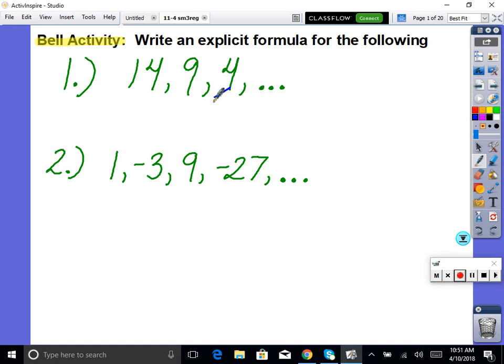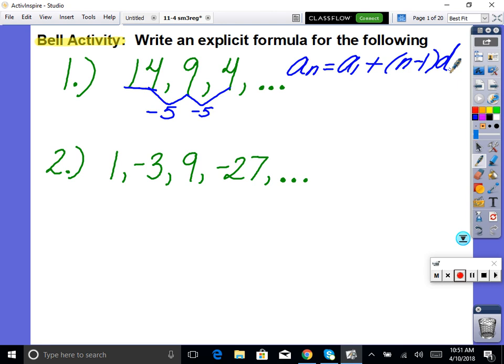You go backwards. 4 minus 9 is negative 5. 9 minus 14 is negative 5. So everybody look, starting with 14, we're subtracting 5 each time. True? So then for arithmetic, because we're adding or subtracting, our general formula was this. You have to have it memorized for the test. a sub 1 plus n minus 1 times the common difference.